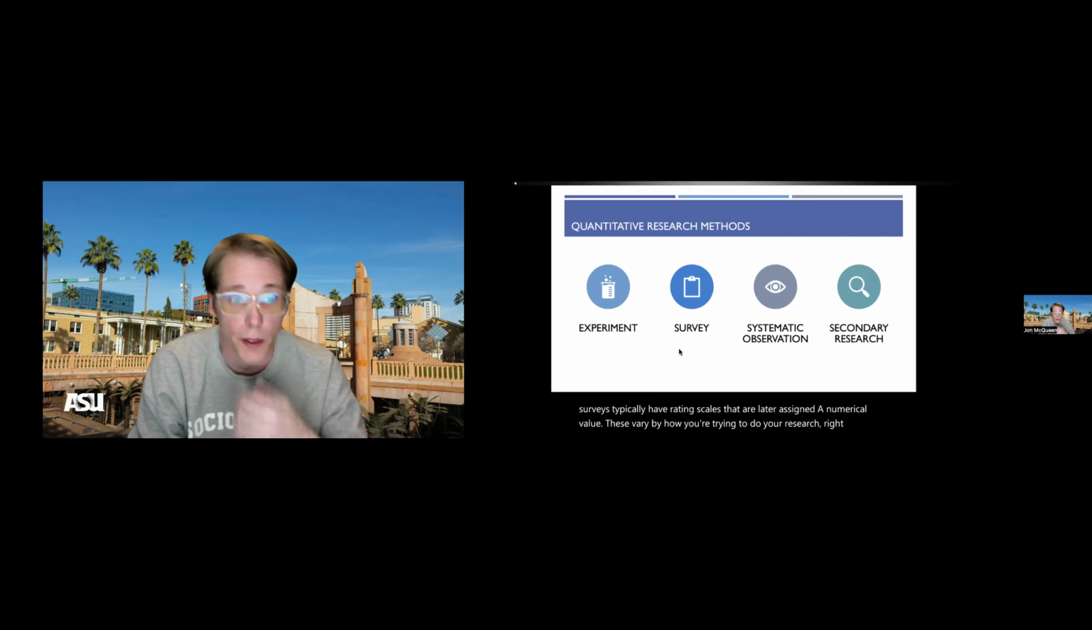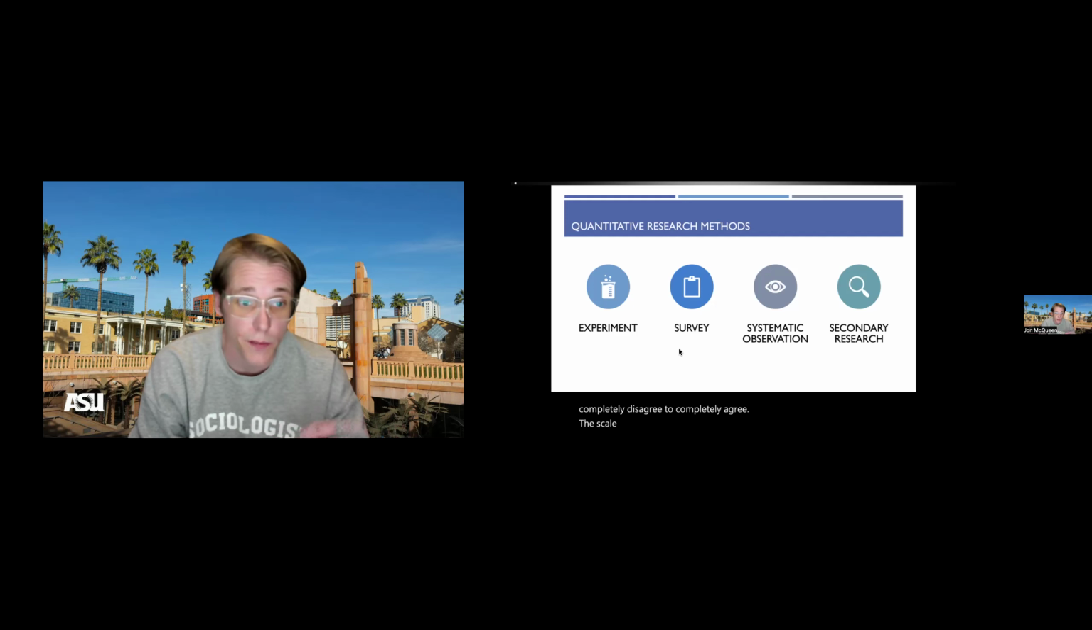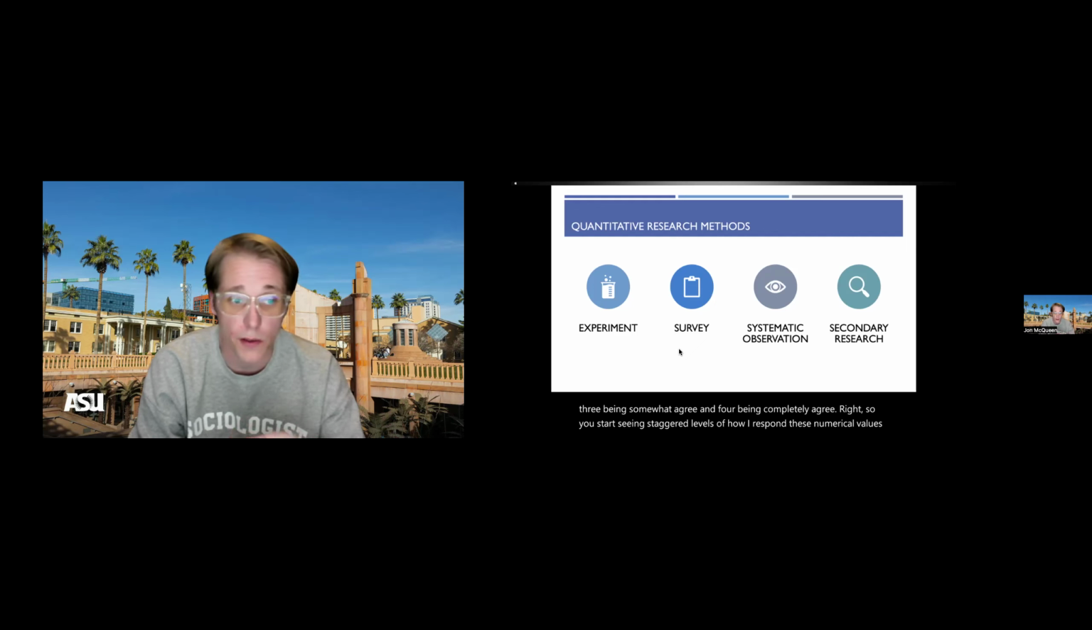For example, if you responded to a survey and answer options that range from completely disagree to completely agree, the scale may range from 0 to 4, with 0 equaling completely disagree, 1 equaling somewhat disagree, 2 being neither agree nor disagree, 3 being somewhat agree, and 4 being completely agree, right? So you start seeing staggered levels of how I respond. These numerical values can be used to analyze the data and test relationships between the variables.